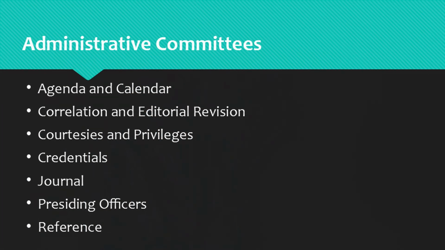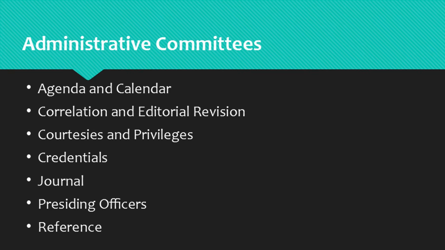In my experience, several of the administrative committees have played critical roles at the General Conferences that I have attended. It's a good idea to know what they control and how they operate. General Conference has the following administrative committees: Agenda and Calendar, Correlation and Editorial Revision, Courtesies and Privileges, Credentials, Journal, Presiding Officers, and Reference. The Council of Bishops appoints members to the administrative committees prior to General Conference.